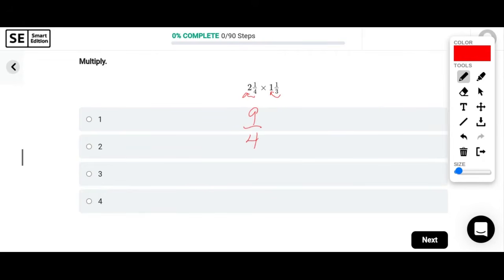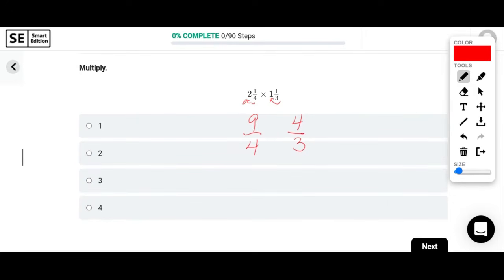Okay. 3 times 1 is 3. Add 1 to that, you get 4/3. Okay. Oops, sorry, this should be a multiplication symbol. Silly. Okay, so 9/4 times 4/3. So from here, we can just go through and multiply across the top and across the bottom. So 9 times 4 is 36. 4 times 3 is 12. And if we go through and divide, 36 divided by 12 is 3.